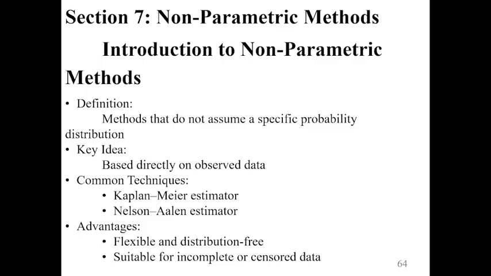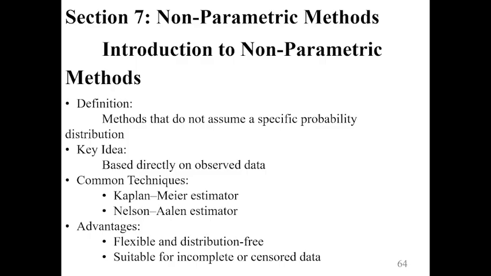Okay, this is section 7 about non-parametric methods. Non-parametric methods are statistical techniques that can be used in reliability analysis that do not rely on the assumption of a specific probability distribution. Instead of fitting the data to a predefined model, these methods use the observed data directly to estimate reliability measures.